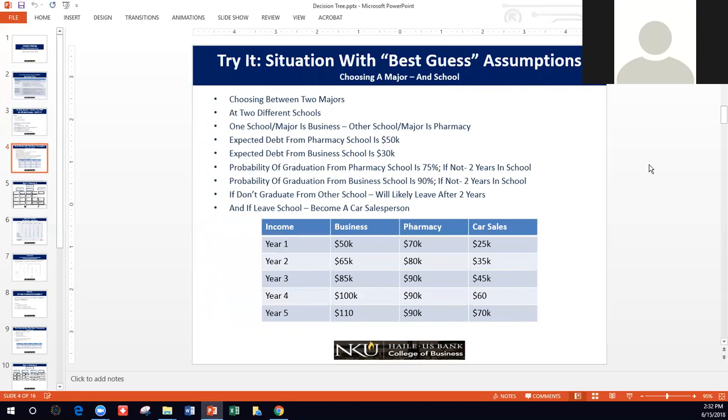If you went to pharmacy school, you expect that's going to be about 50 grand because you wouldn't be able to work part-time at all. And if you went to business school, you expect that's 30 grand because you might be able to work part-time while you go. And then your brother tells you, hey, the probability of graduating from pharmacy school, if you go, is 75%.